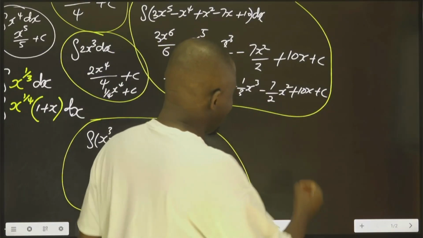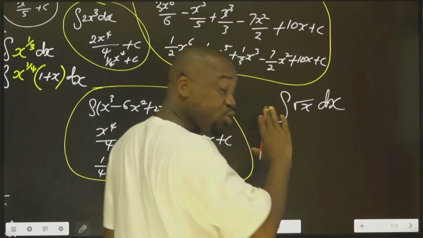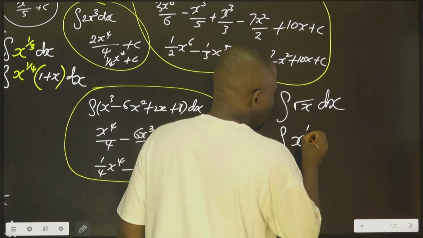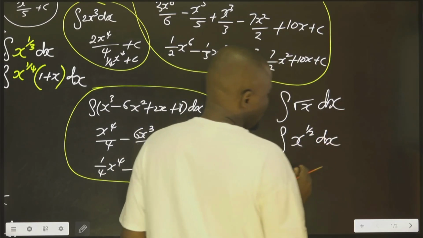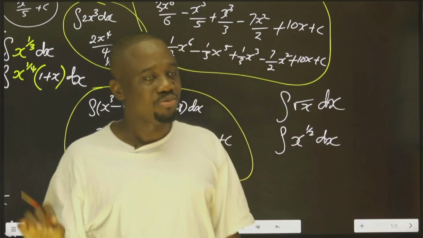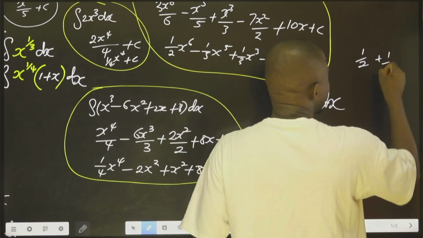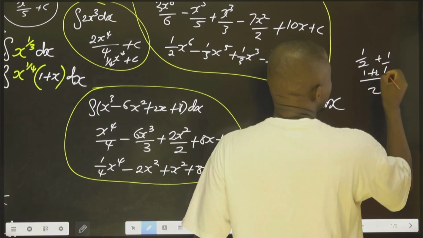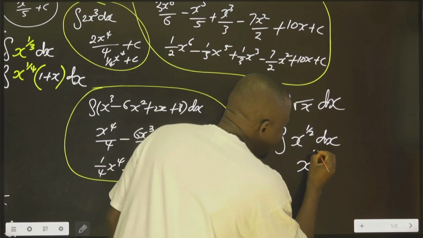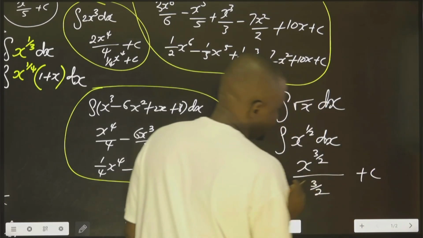Let me come here. Square root of x. Go back to indices form. What is the meaning of square root? It means raised to the power 1 over 2. So if you add 1 to 1 over 2, what do you have? You have 3 over 2. That is 1 over 2 plus 1. You agree with me? Is 3 over 2. Okay? So very direct. x raised to 3 over 2 over 3 over 2 plus c.